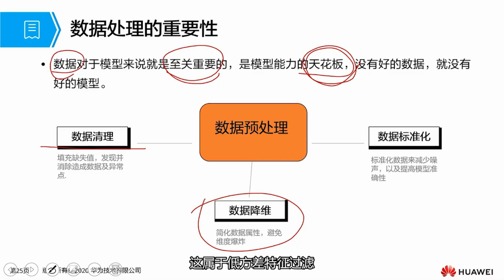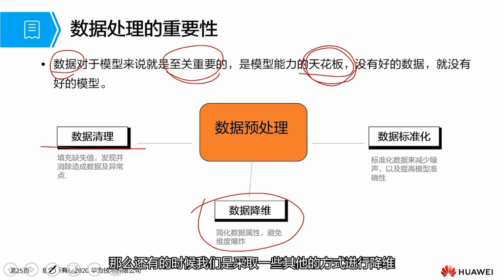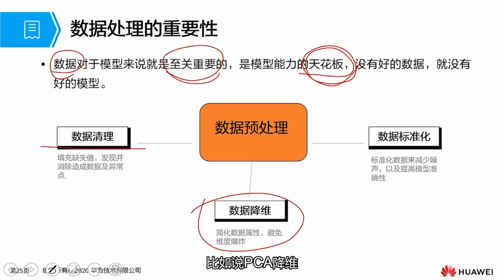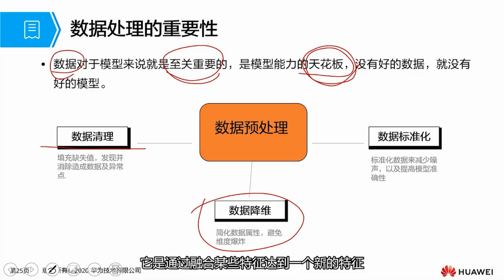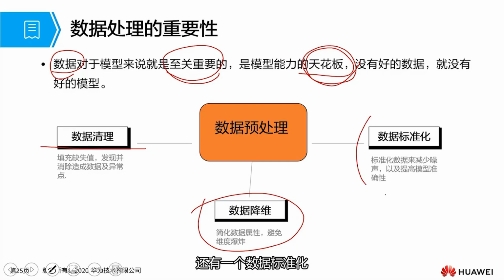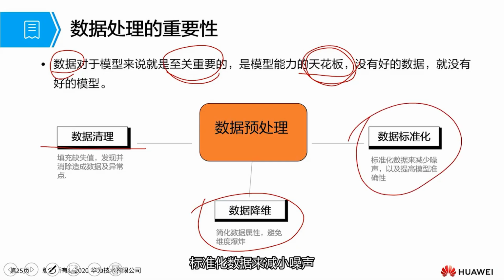Just now we talked about deleting some features. This belongs to low variance feature filtering: simply delete these low variance features. Sometimes we use some other methods to reduce dimensions, for example PCA dimensionality reduction. It is achieved by integrating certain features into a new feature, thereby achieving a dimensionality reduction effect.